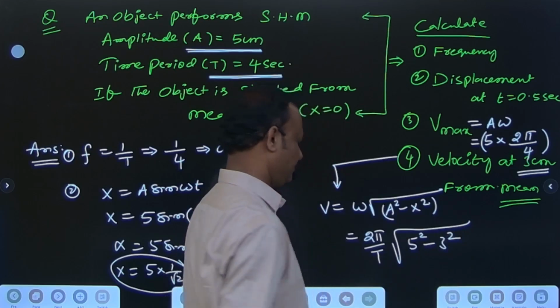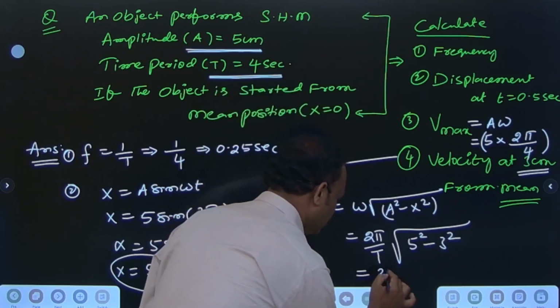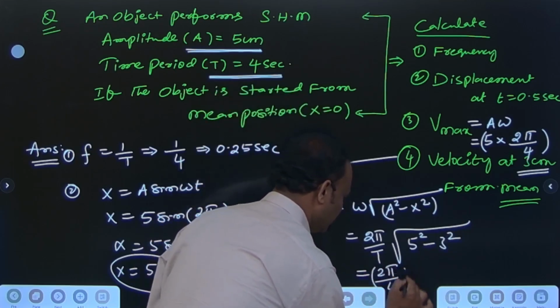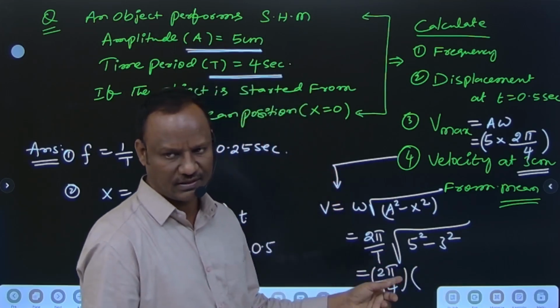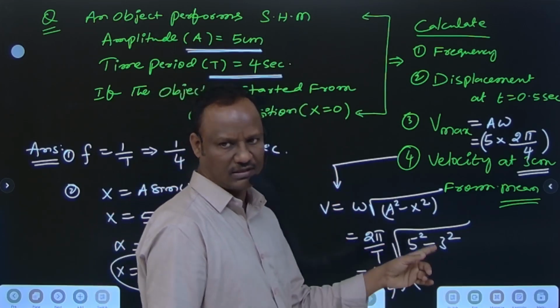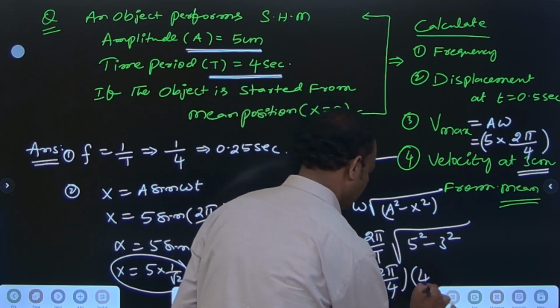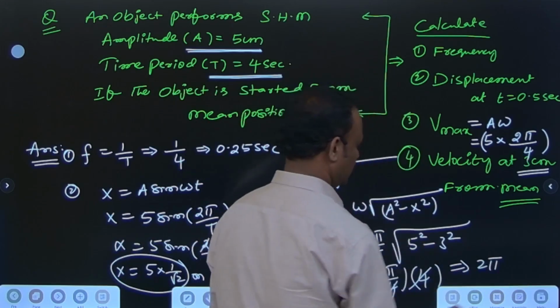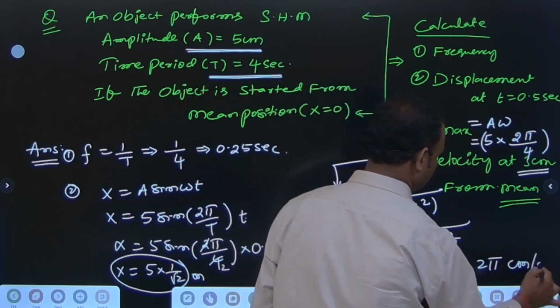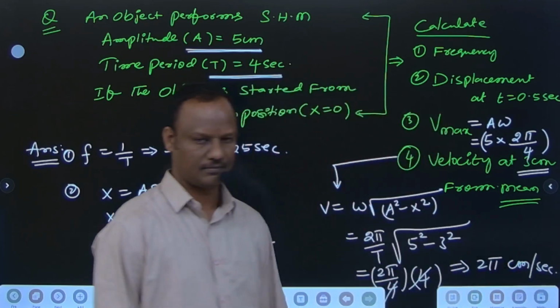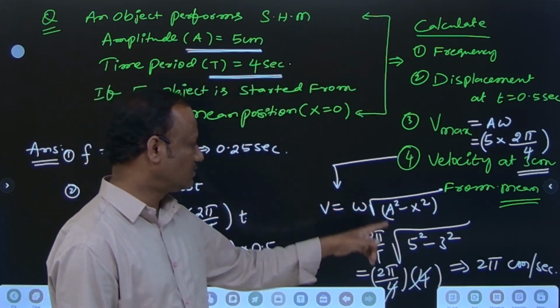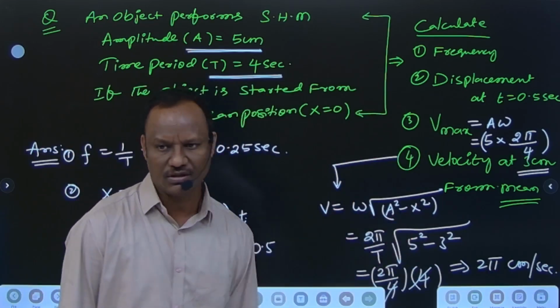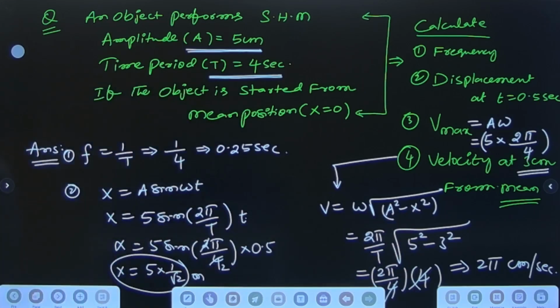3 square. It's 2 pi by 4 into root of 25 minus 3 square 9, that is 25 minus 9, 16. Square root of 16 is 4. This cancels. What is the answer? 2 pi centimeter per second. It's not in meters because the values are mentioned in centimeter. Pi value 3.14, so we can substitute.